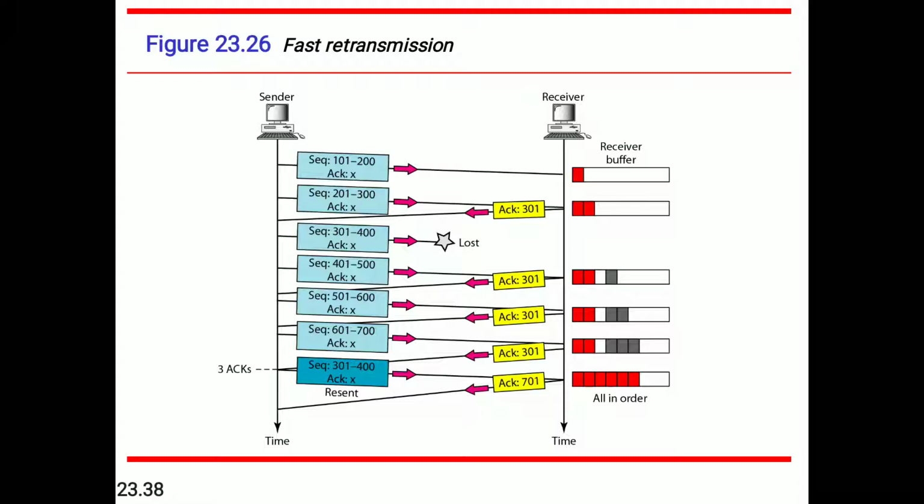But before getting it, the sender is sending 501 to 600. Again the receiver is sending the acknowledgement 301, waiting for 301 to 400. Before getting it, the sender is sending 601 to 700 also. Again the receiver is sending acknowledgement 301. So three acknowledgements are given for 301, so the sender retransmits 301 to 400. In this way it is using the transmission in a faster way.